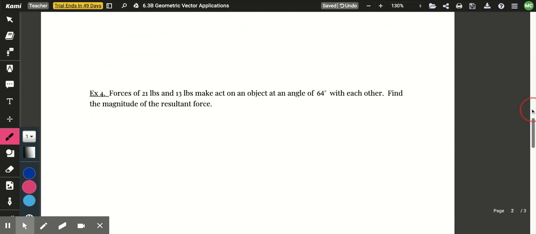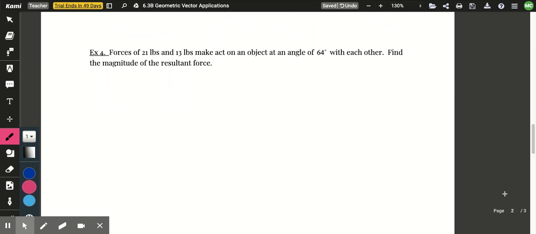Okay, so let's try a second one here. And again, we've got bad English here because obviously I copy pasted. Anyway, we've got forces of 21 pounds and 13 pounds that are acting on an object at an angle of 64 degrees with each other. Now, if you feel like you understood this concept, this would be a great time to pause the video and see if you can work this problem, and then come back and watch the rest of the video and see how you did.